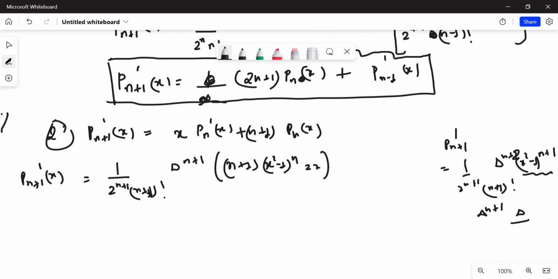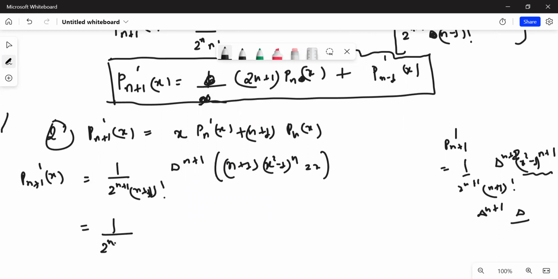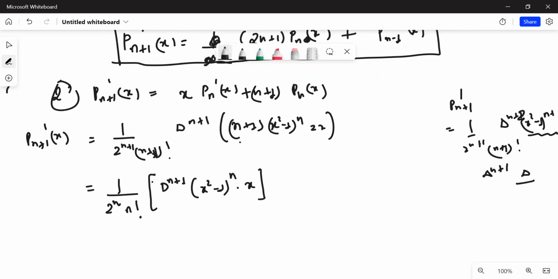So eventually, I will simply write it as 1 upon 2 to the power n factorial, and then I have d^(n+1) of (x square minus 1) to the power n into x. Now one should admit that if I don't differentiate x, it will be x. If I differentiate it once, it will be 1. But if I differentiate it twice, this will be 0.